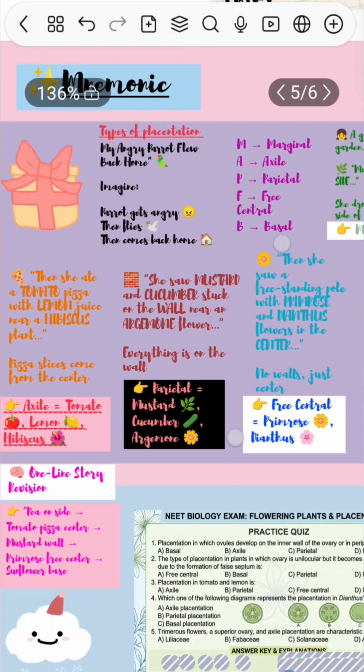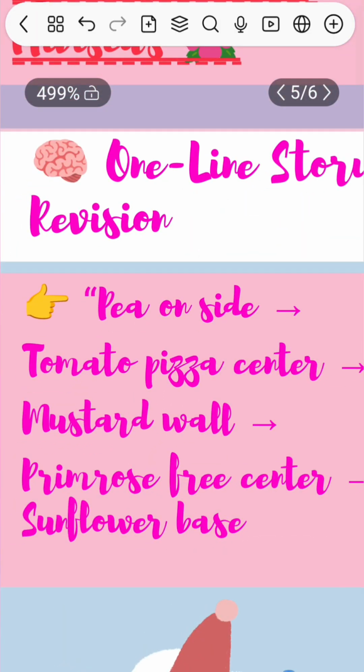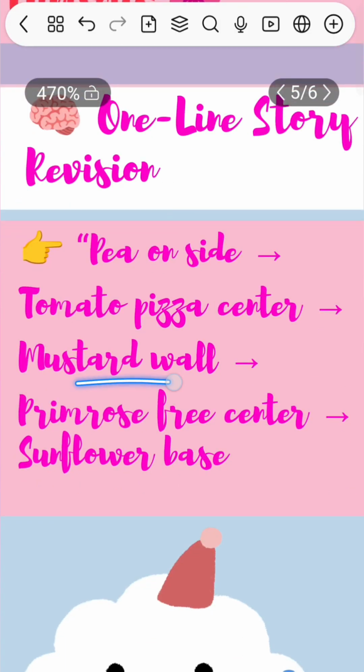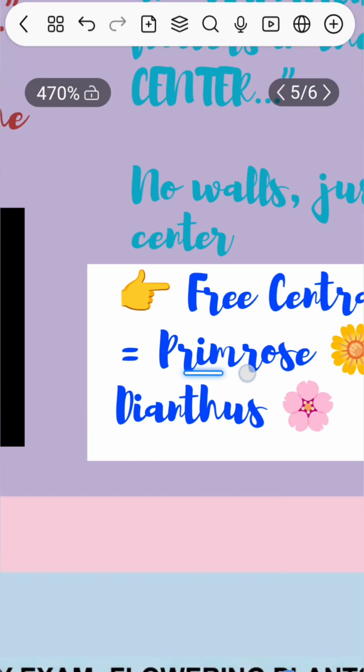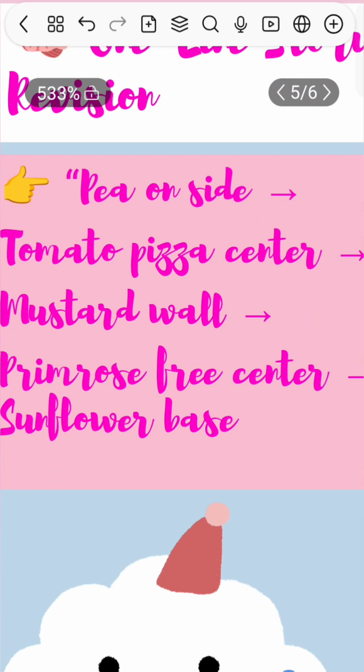Okay, this is the mnemonic. It is very easy and understandable. So for one line revision, first we need the storyline. The pea plant fell on the side, and she went to a tomato pizza center. She saw mustard, cucumber, and argemone all stuck on the wall. And she saw a pole with crimson rose and dianthus flowers in the center without any wall. That is free central. And at the base she saw sunflower and marigold flowers.